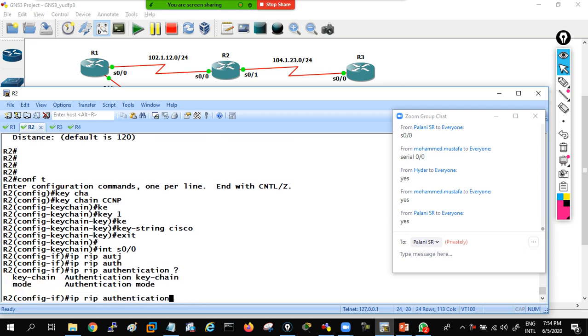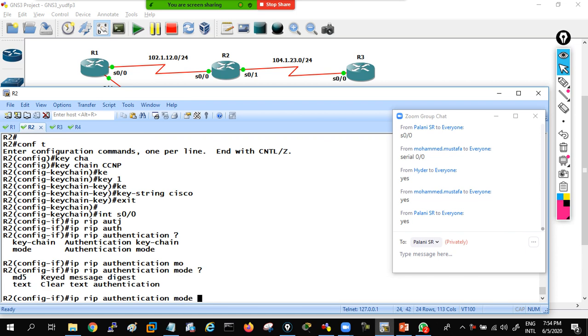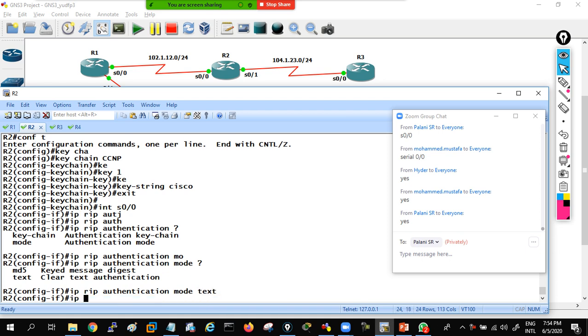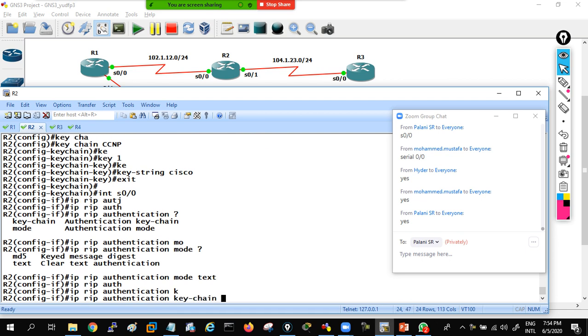Then you need to set the mode, either MD5 or text. I'll explain the difference. MD5 is in encrypted format, it's a secured one. Text is normal clear text. Whatever password you put there, it will show directly as clear text. That is the only difference. So I am going to use text at the moment. Now I give ip rip authentication key-chain CCNP. There you go.